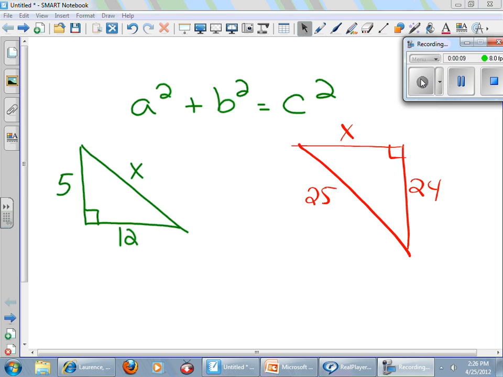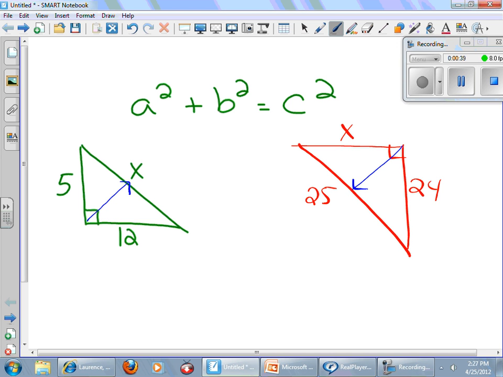I noticed my honors kids were having some trouble with the Pythagorean theorem. We've got two problems here. It is very important that when you do the Pythagorean theorem, if you're given a triangle or you draw a triangle, to identify the right angle and then find the side directly across from it. The side across from the right angle is always side C. I'll say that again. The side across from the right angle is called the hypotenuse. It's always side C.